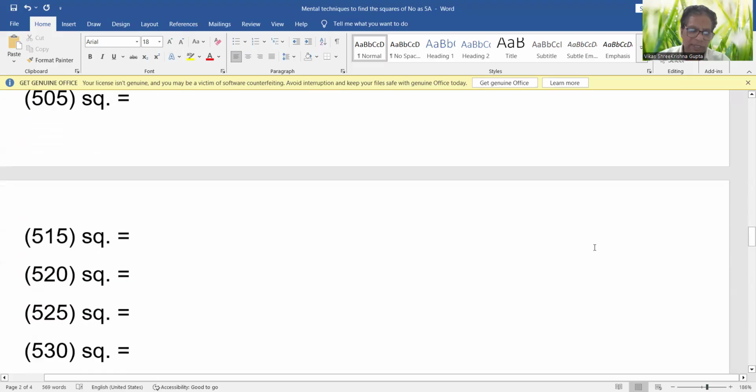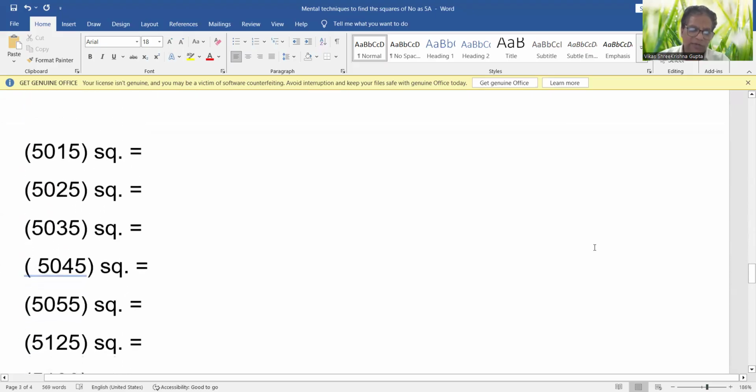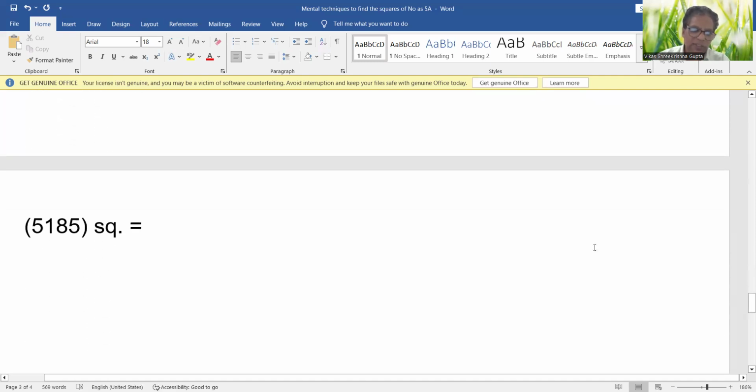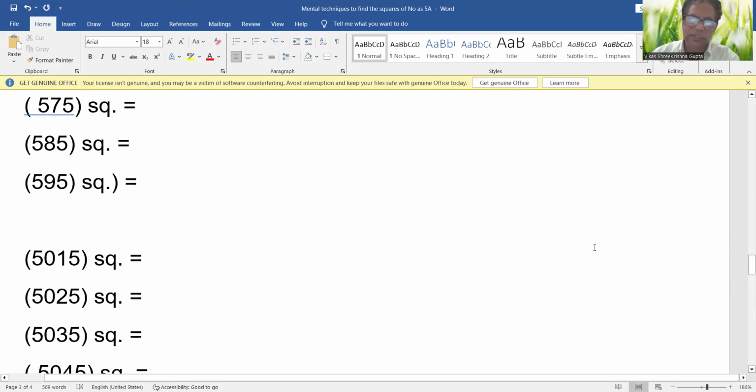So this is a very simple technique I have shown you, and in this way you can find the square of all these numbers. All the numbers are starting with 5: 50, 51, 52, 53, 54, 55. So they have written all these numbers. You can copy down all these numbers to practice all these squares.